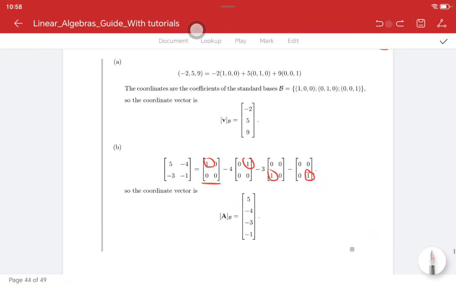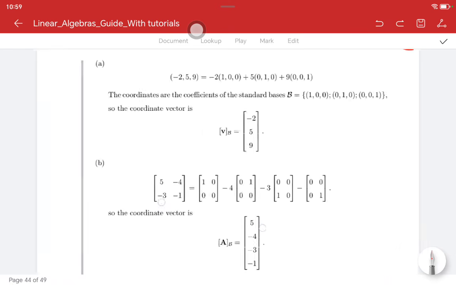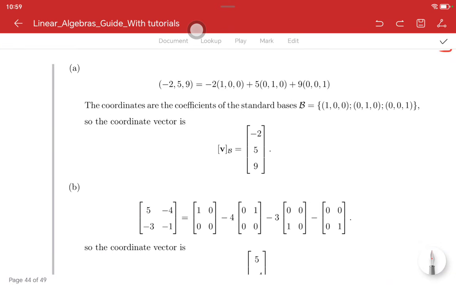Now we come and say that since these are standard bases, the constants will always remain as they are, right? This one should have been 5 here. Yeah, -4, 3, -1. These are just going to come like that if it's the standard basis.